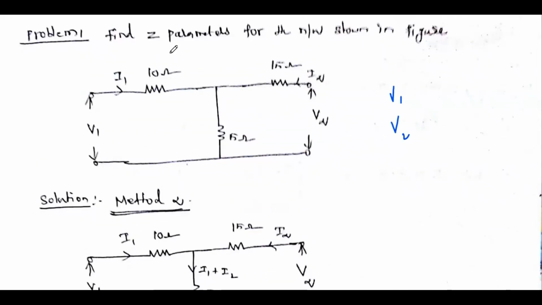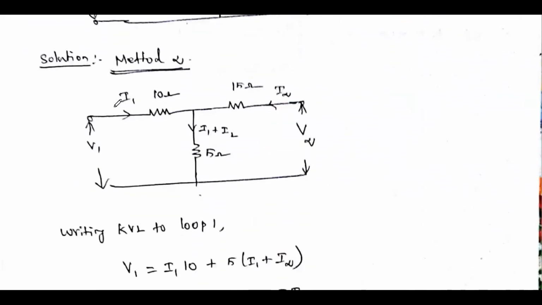In this method, this is our given diagram, so you just draw it. This is the input current I1, this is the output current I2, and this is the input voltage and output voltage. What is the current flowing through this 5 ohm resistor? The 5 ohm resistor is common for both loops, so both branch currents are added. The total current flowing through the 5 ohm resistor is I1 plus I2.